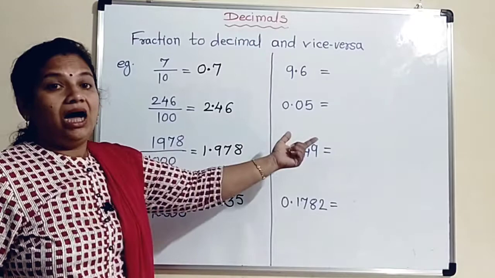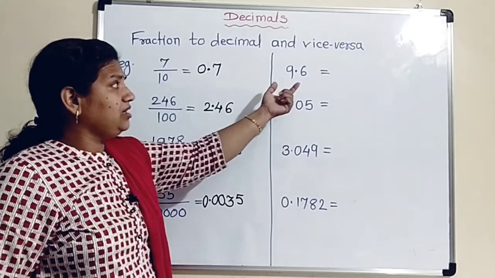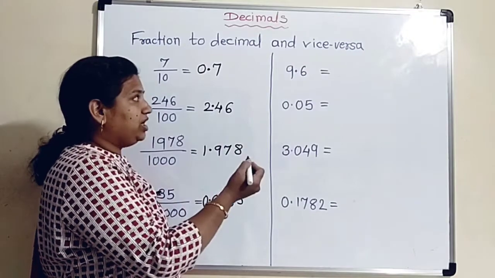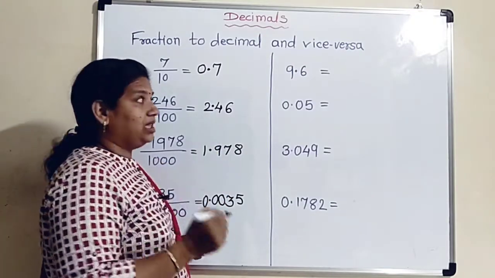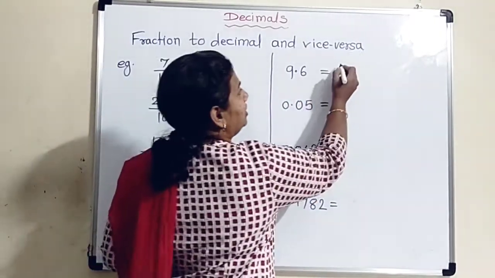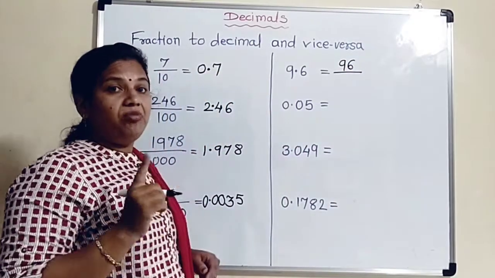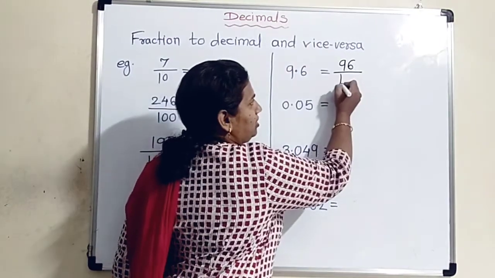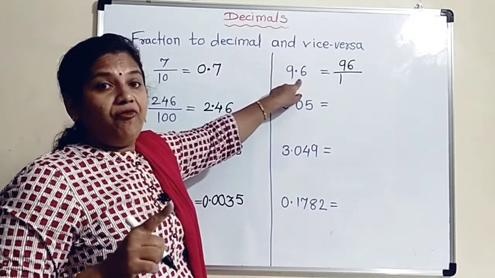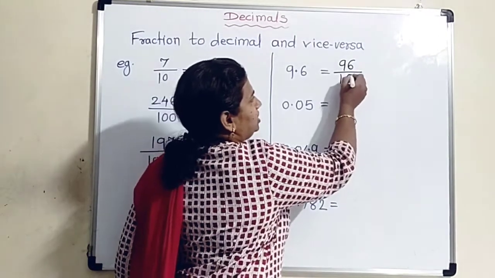Now let us learn how to convert a decimal number into a fraction. Again, just after the decimal point, to the right side of the decimal point, check how many places are there. So here, ignoring the decimal point, write the numerator 96 and the denominator will be 1 followed by the zeros equal to the number of decimal places. Here there is only one decimal place, so 10.